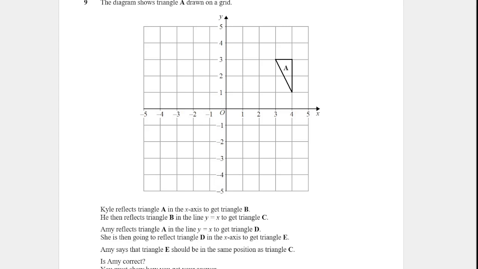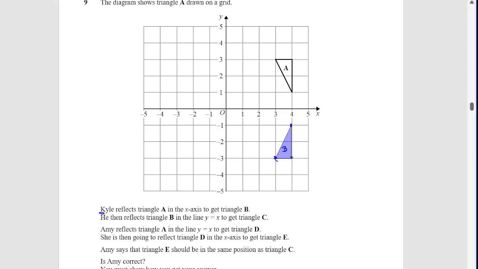I think the quickest way is to just redraw it. Let's do Carl's first of all. We'll stick to blue for Carl's. So Carl's would be: reflect A in the x-axis to get triangle B. So we would reflect it in that axis there, and that would give us the triangle. So I'll join those points up. Okay, so that's triangle B.